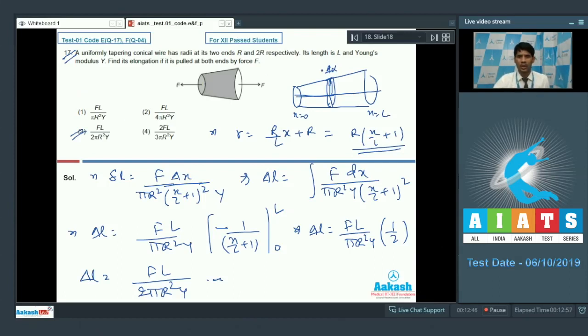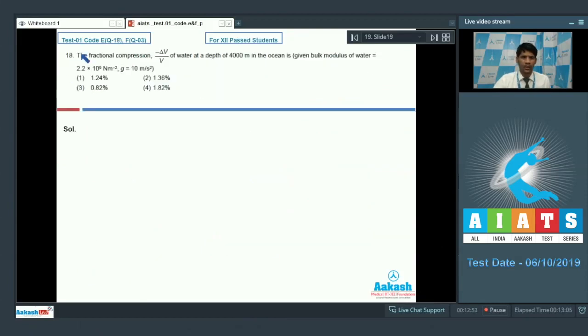Now let's take on question number 18. Fractional compression, minus delta V by V, of water at a depth of 4000 meter in the ocean is, given the bulk modulus of water is 2.2 into 10 to the power 9 Newton per meter square and g to be taken as 10 meter per second square. Very simple question.